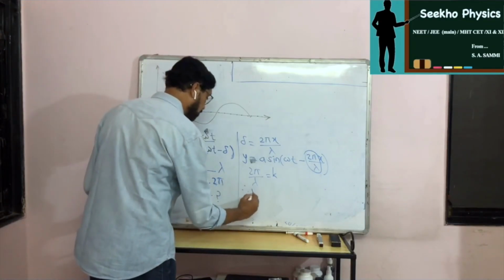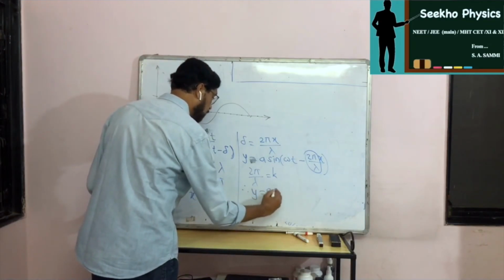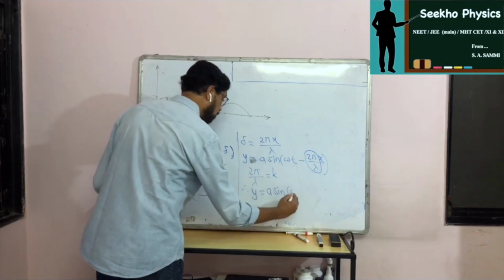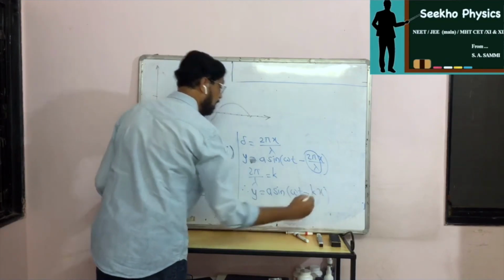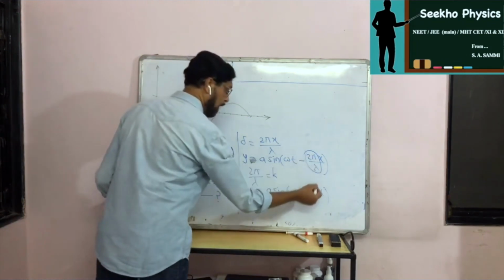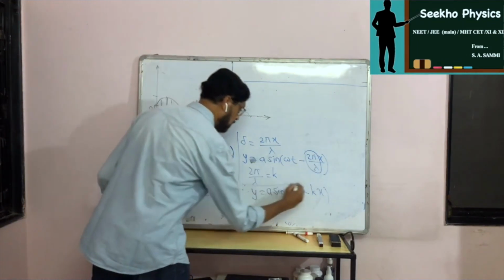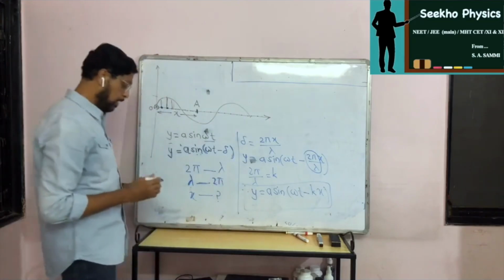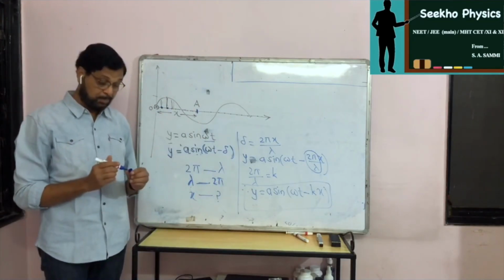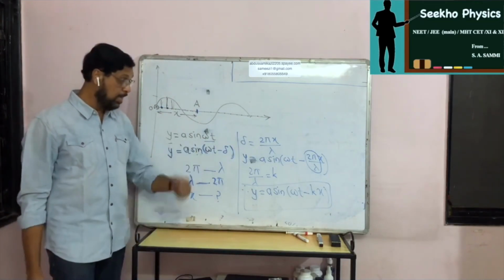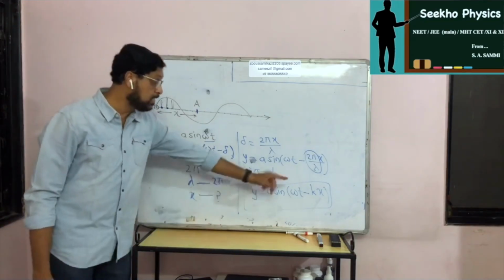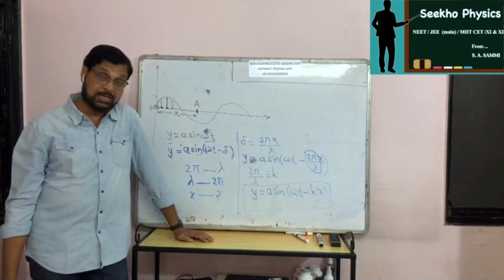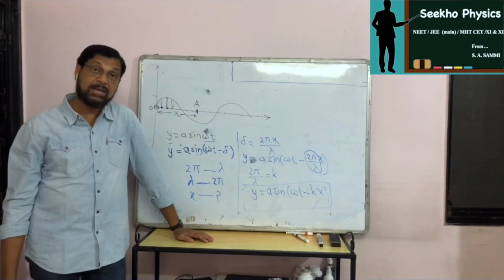So the equation becomes y is equal to a sine omega t minus kx, 2 pi by lambda च्या जागी k. So this is the equation of a simple harmonic progressive wave. Y is equal to a sine omega t minus kx, whereas k is propagation constant, which is equal to 2 pi by lambda.